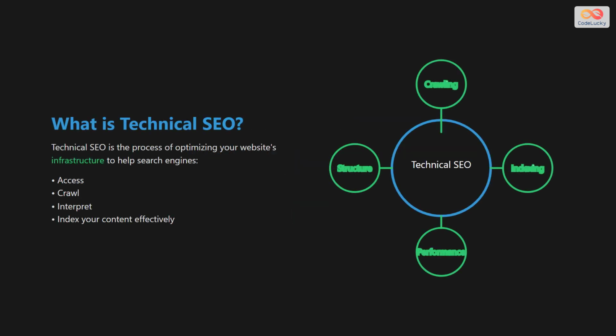So, what exactly is technical SEO? In simple terms, technical SEO is the process of optimizing your website's infrastructure to help search engines. This involves ensuring that search engines can easily access, crawl, understand, and index your content effectively. Technical SEO focuses on the back-end aspects of your website, such as its structure, speed, and security, rather than the content itself. It's essential to have a solid technical SEO setup for your website to perform well in search results.